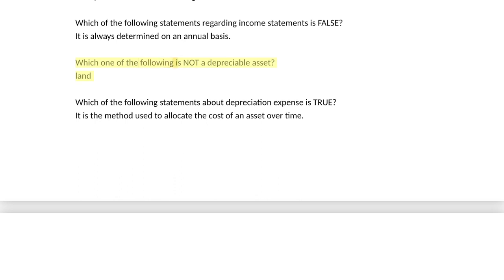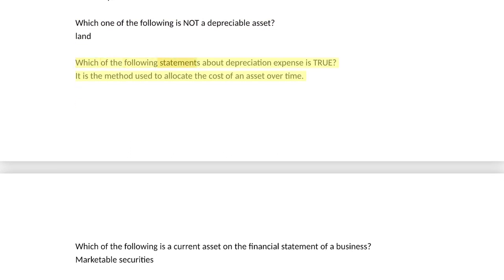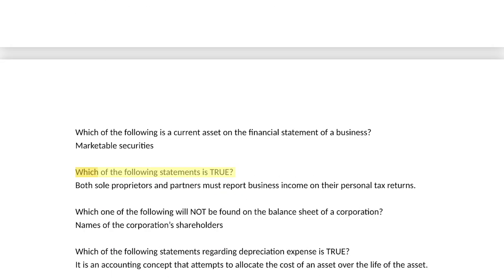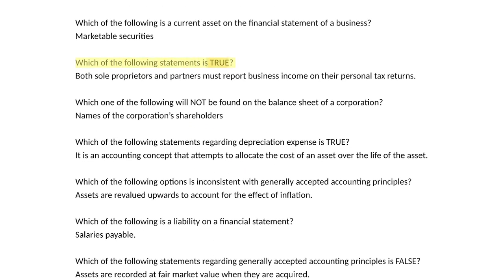Which one of the following is not a depreciable asset? Land. Which of the following statements about depreciation expense is true? It is the method used to allocate the cost of an asset over time. Which of the following is a current asset on the financial statement of a business? Marketable securities. Which of the following statements is true?